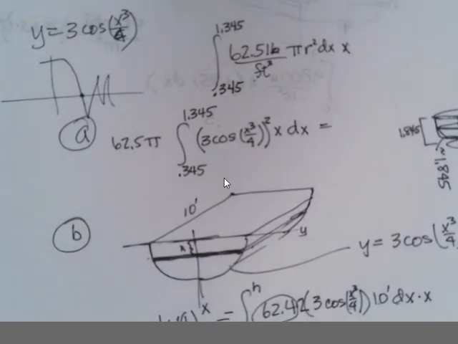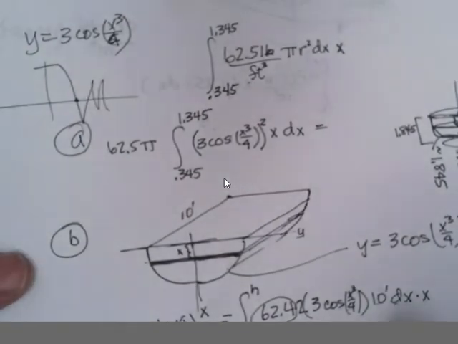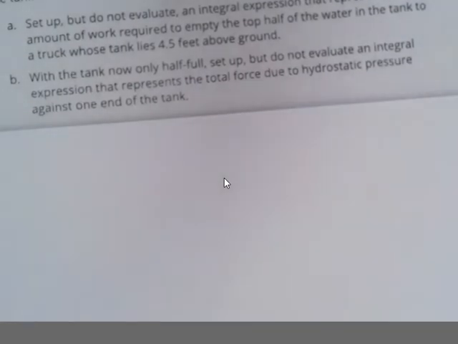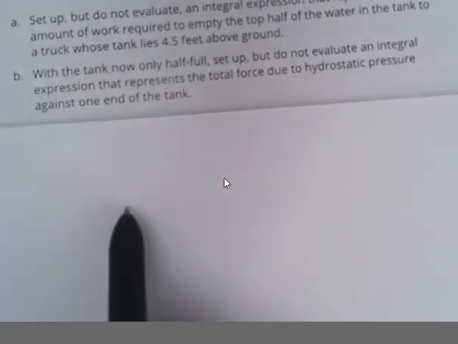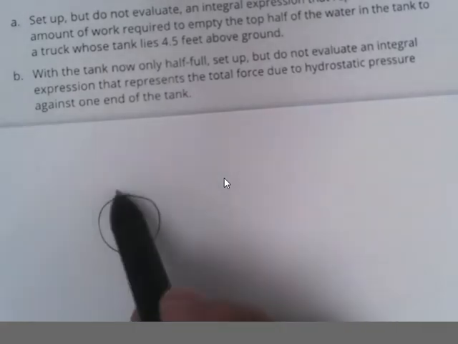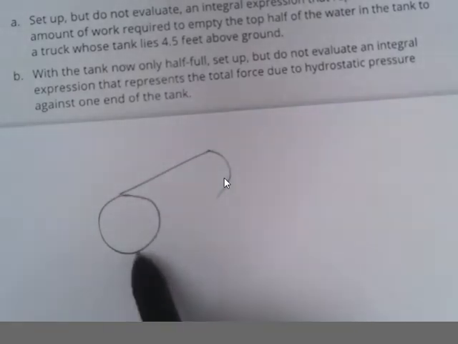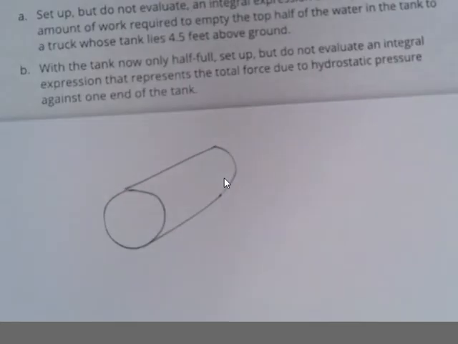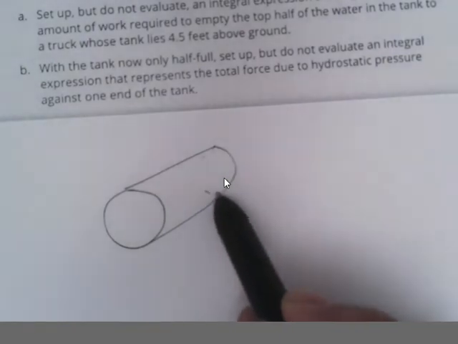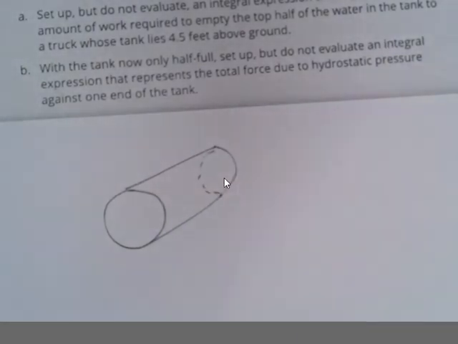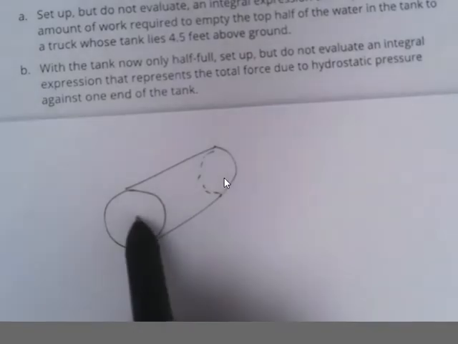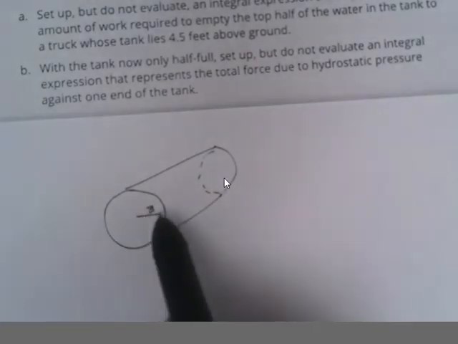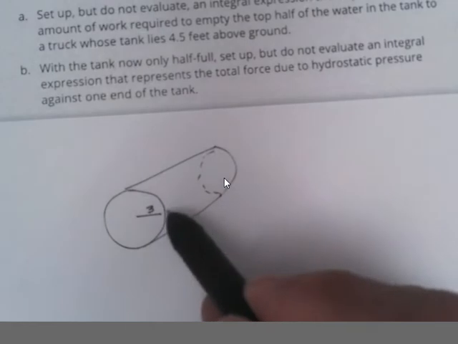Okay, so that's 6, 1 left. 7, cylindrical tank buried on its side. So now we have a tank that's laying this way. Okay, it has a radius of 3 feet, has a length of 10 feet.